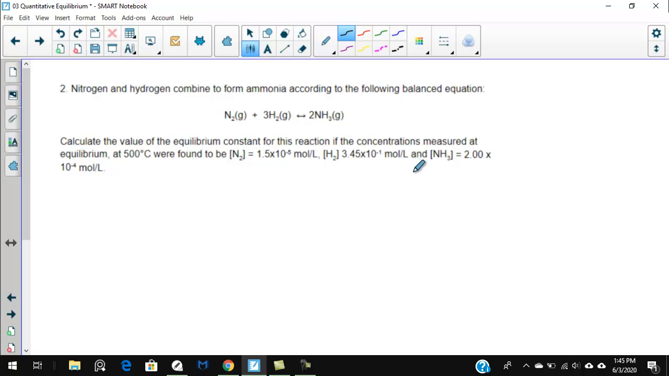So you're going to do the same thing. You're going to write an equilibrium law expression, you're going to plug in the numbers, and then you're going to solve it and get the K value. And that's all we're trying to do at this stage. So pause the video if you haven't already tried this one. See if you can write it out, and then I'll come back and we'll take it up.